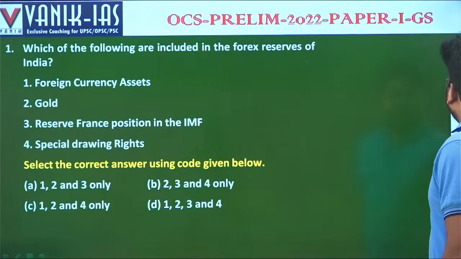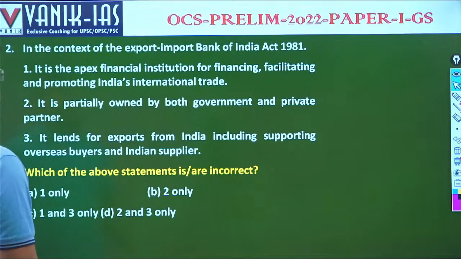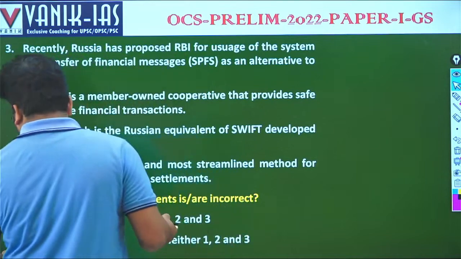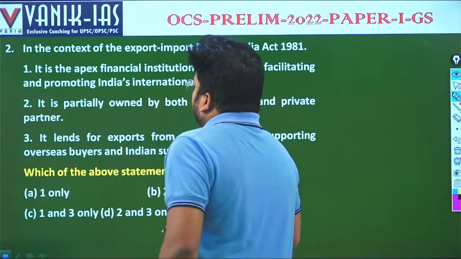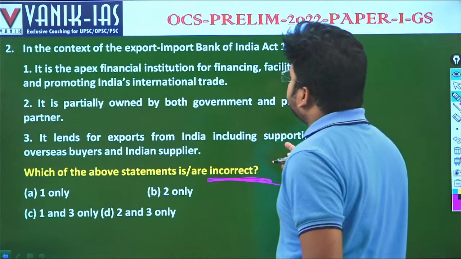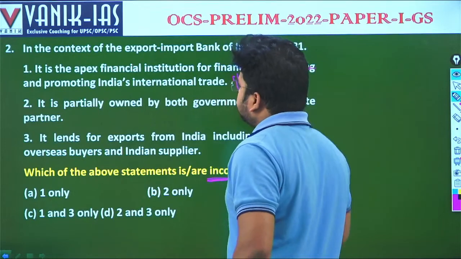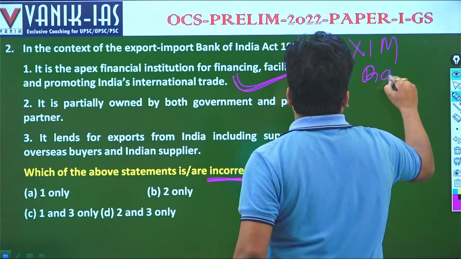Okay. Next, in the context of Export-Import Bank of India 1981, it is the apex financial institution for financing, facilitating and promoting international trade. Question is, what is incorrect? First you must see whether they have asked for incorrect or correct. Which of the following is incorrect? It is the apex financial institution for financing, facilitating and promoting India's international trade. Yes, in 1981 it was established, that is Export-Import Bank, famously known as Exim Bank.